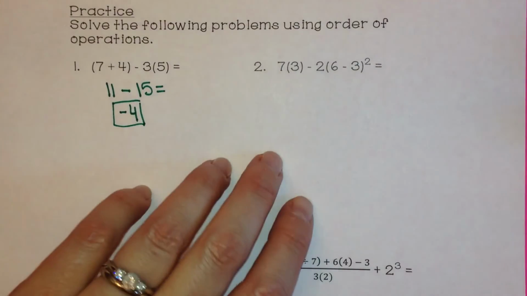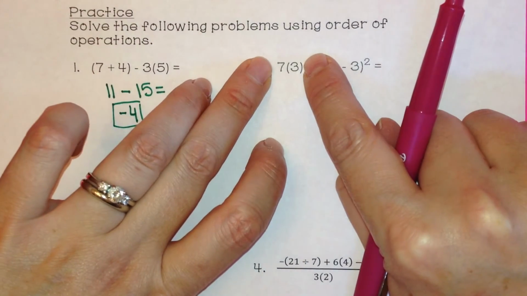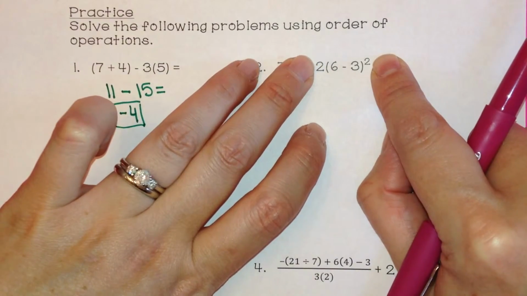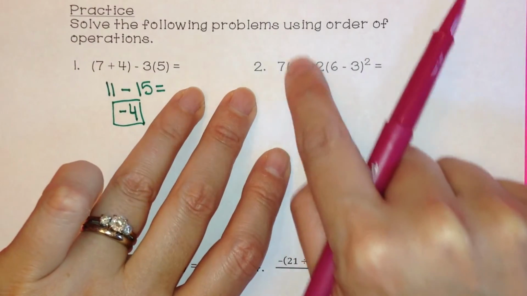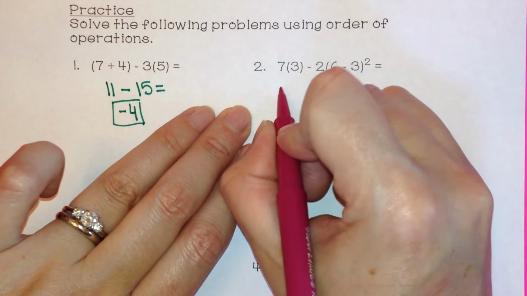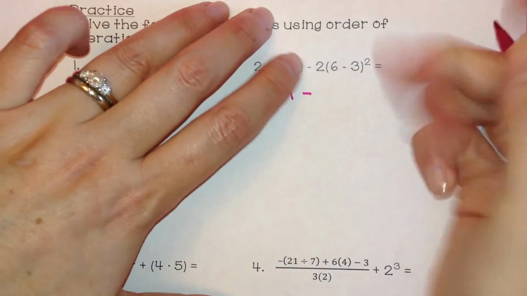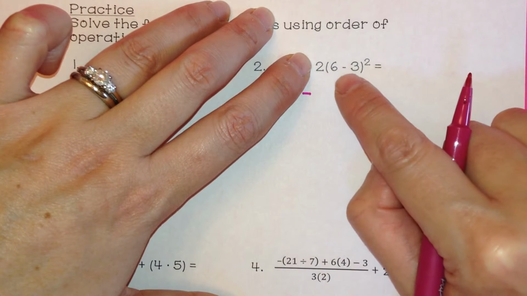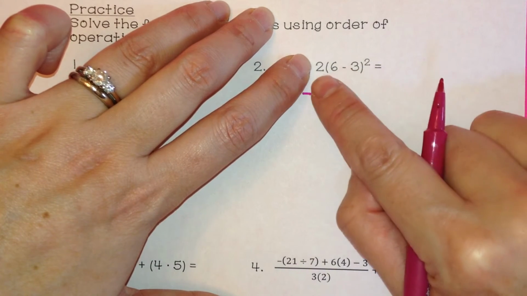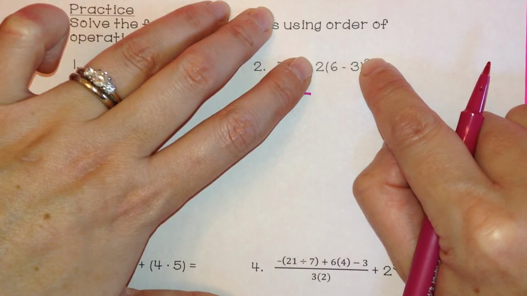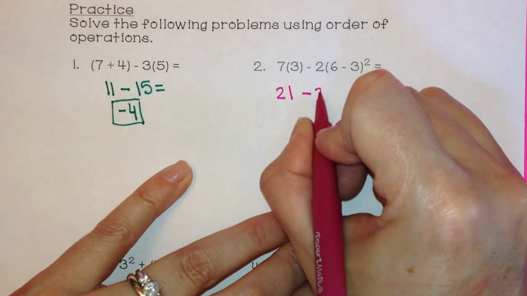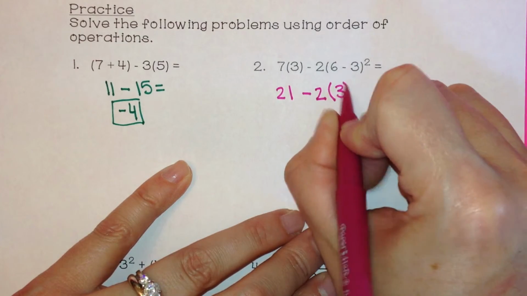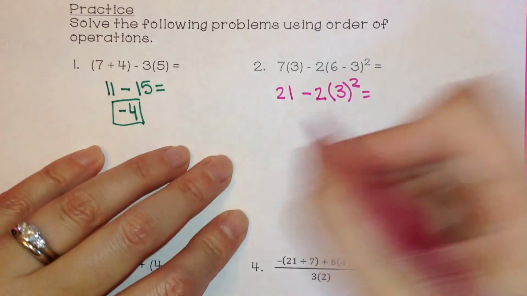If you want to write out all the steps, you can, but this is just a shortcut to help you out. Again, I have 7 times 3 minus this entire thing. So I can do 7 times 3 is 21 minus, and I have to use order of operations over here because we have subtraction inside of parentheses, we have multiplication, and we have exponents. So I'm going to start inside the parentheses. Just bring that 2 down. 6 minus 3 is 3 to the second power.